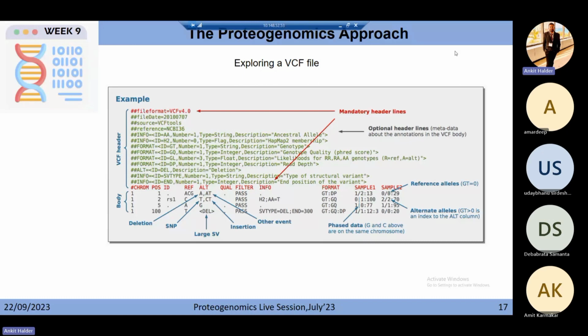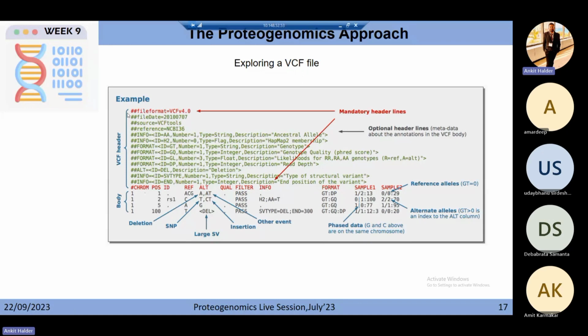So this is your header. These are all optional, with numbers and all those things. But the body, which is the important part, has your chromosome number, position, ID, reference, and the alternate. If your reference is ACG, what is your alternate, either AT, an insertion. Then QUAL, FILTER, whether it is passed or not, INFO, then your samples and the reference alleles, alternate alleles. Deletions, SNPs, large structural variations, insertions, other events, all these things will be there. This is the general format of how VCF files look.